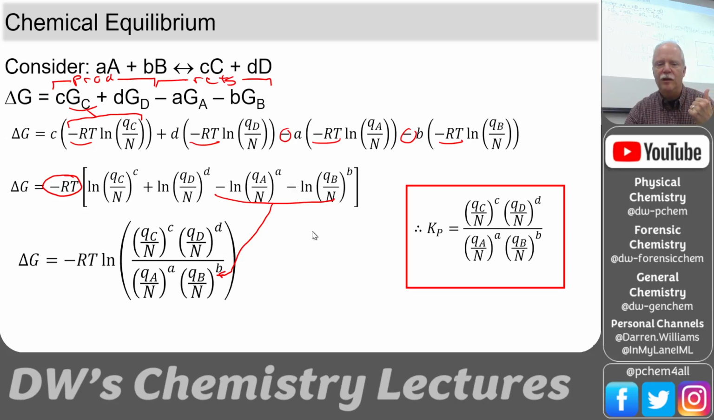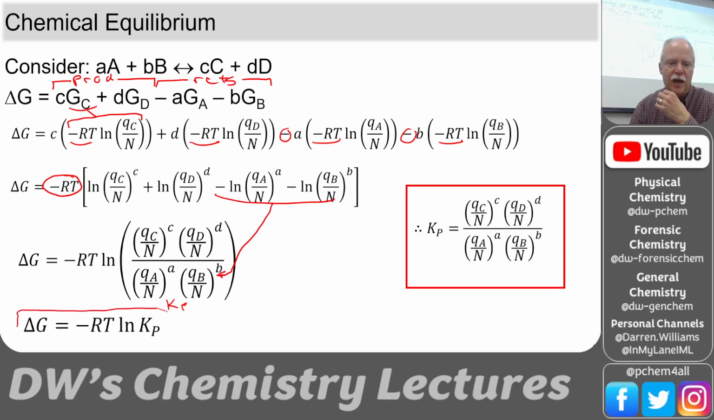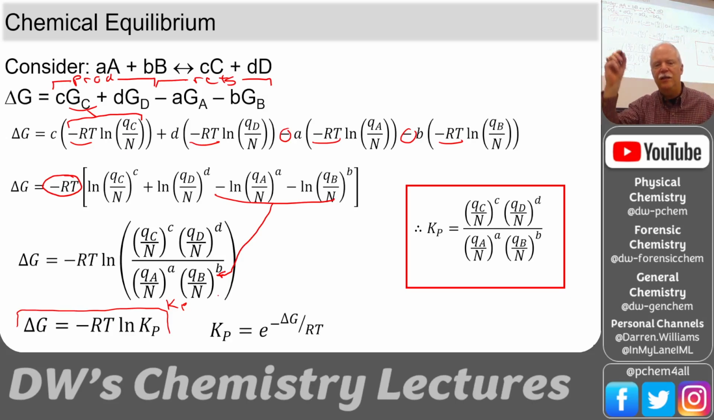We learned the equilibrium constant, but we learned it with concentrations. So if this piece right here is Kp, the partial pressure or pressure equilibrium constant, then we have that equation that we just used earlier in the problem. Delta G is minus RT ln Kp, or switching it around, Kp is e to the minus delta G over RT. So we've used these two equations already, but this was the derivation of them.